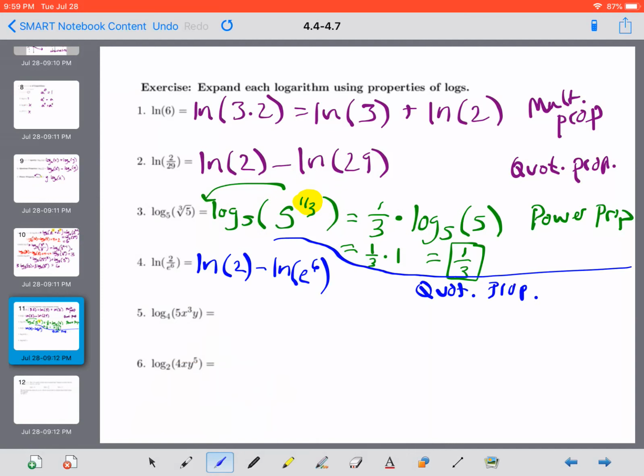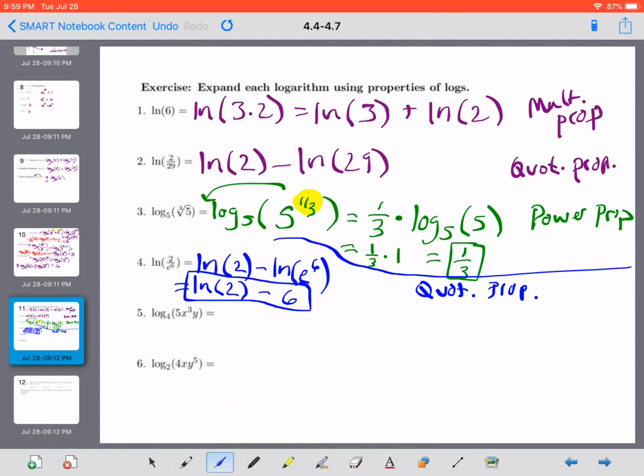Now, if you wanted, you could use the product property to pull that exponent of 6 out in front. But remember, ln just means log base e. So this is ln of 2, which doesn't really simplify nicely. It's a number, but it's not a nice whole number. But ln of e to the 6 means log base e of e to the 6. So this is just going to be equal to 6. Ln of e to the 6 is just plain 6.